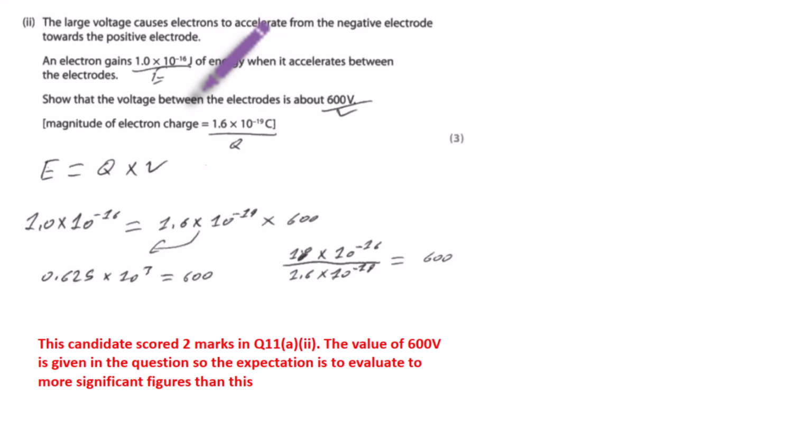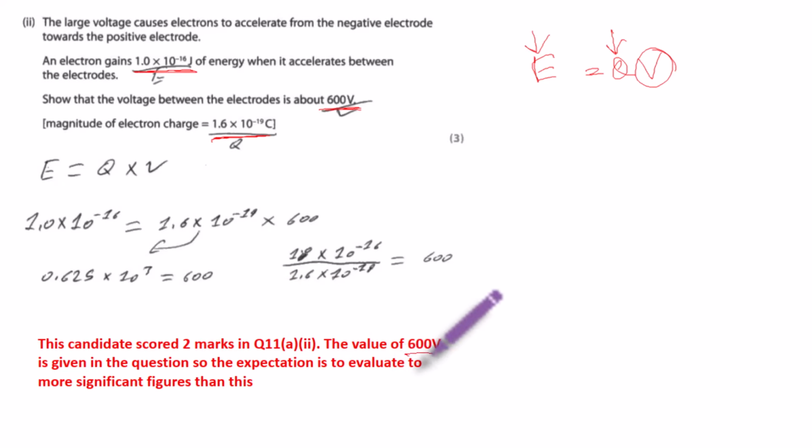Always remember when you are dealing with charge, voltage, and energy, the equation is always E equals QV. So I have charge, I have voltage. No, I have to find out the voltage, and the energy is also given. So E is given, Q is given, I have to find out V. This candidate scored 2 marks.